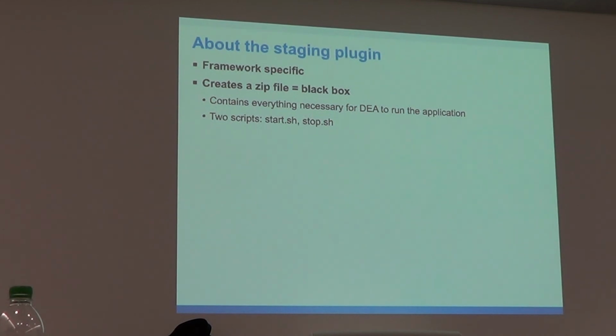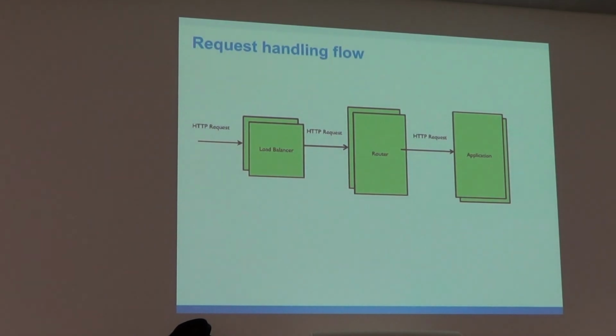So we have this staging plugin. I don't know if you noticed, but at some point when I was deploying, it said staging app, then starting app, and there were like 2 steps. So the staging will do this zip filing thingy with the start and stop command. And in the case of when your app is already running, you have the HTTP request that goes to the load balancer, then to the router, and back to your application. So that's basically how it works.